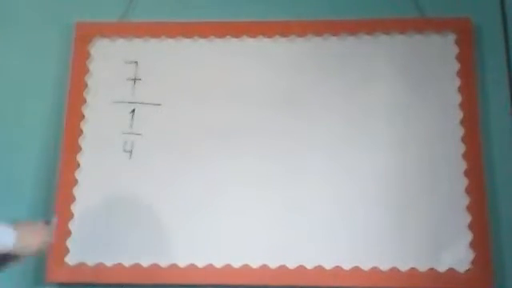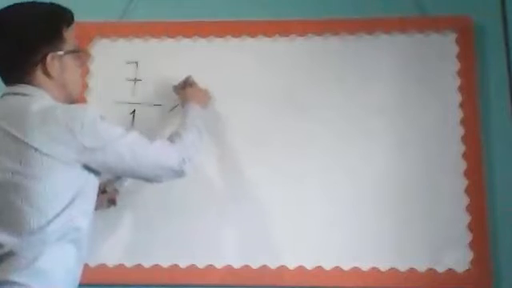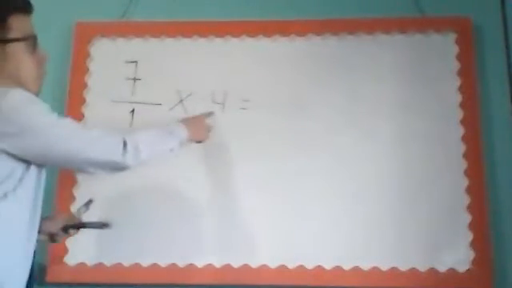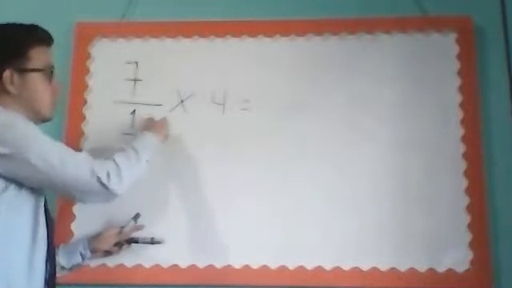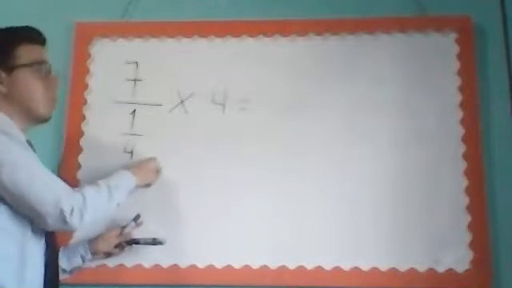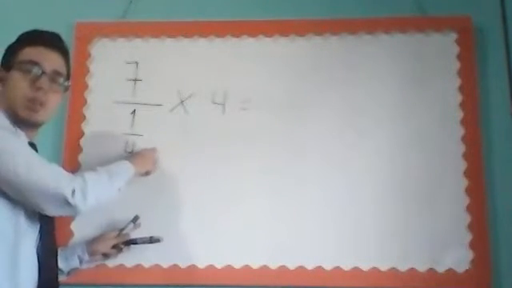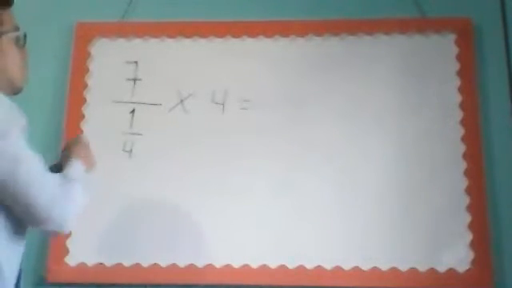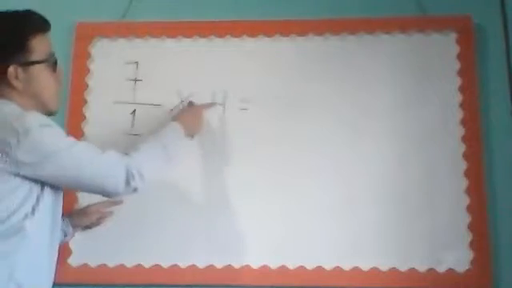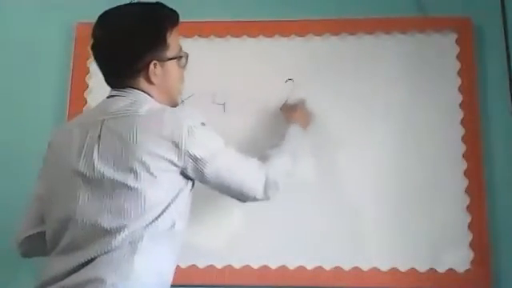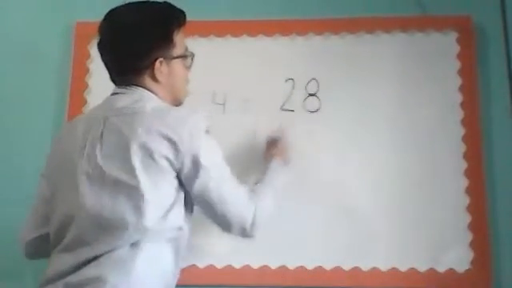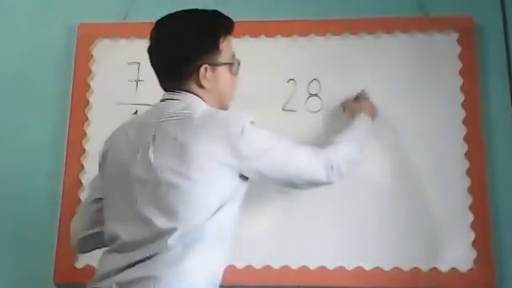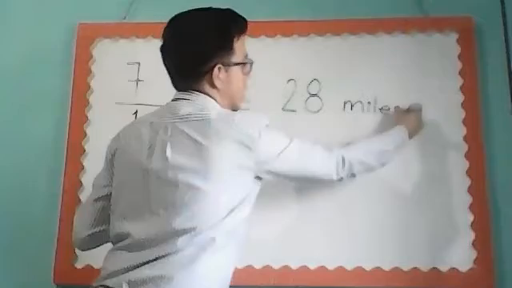And you multiply this by 4. Why am I going to multiply by 4? Because this is 1/4 of the hour, so you have 4 parts like this to obtain 1 hour. So I multiply by 4. In this case, when we multiply 7 times 4, we obtain 28. This is 7 times 4, 28 miles. Remember, we are working with miles.